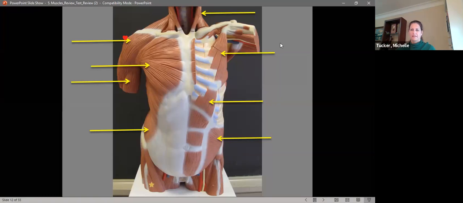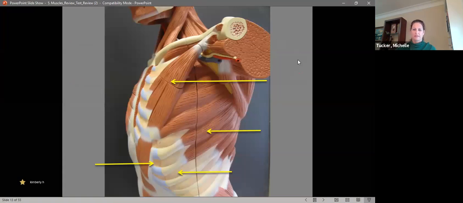If we go to the next one, we'll be able to see another view of pectoralis minor, where it is going to insert on the scapula and move it forward. And then underneath, we have a nice view of serratus anterior, these pennate muscles.